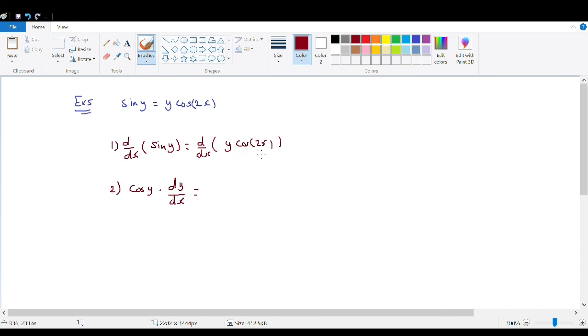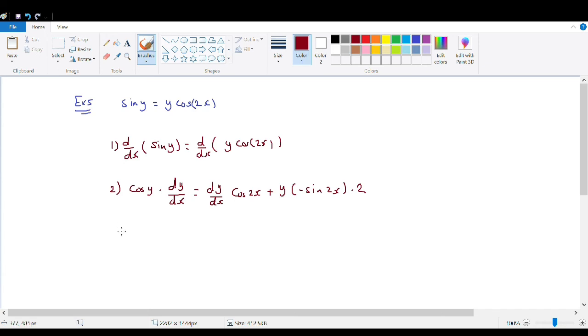This is equal to the derivative of y cos 2x. Here we need to use the product rule. The first function is y, the second function is cos 2x. The derivative of y with respect to x will be 1 multiplied by dy over dx, multiplied by cos 2x, plus, then we differentiate the cosine, and we multiply by y. So y will be the same, the derivative of cosine will be minus sin 2x. We need to multiply by the derivative of the bracket, which is 2.